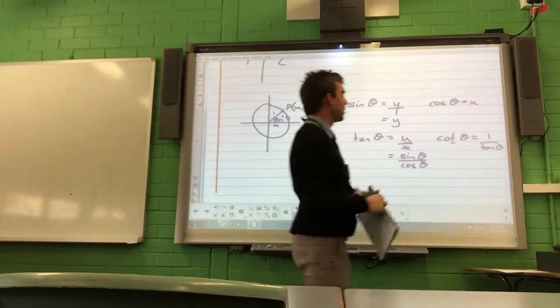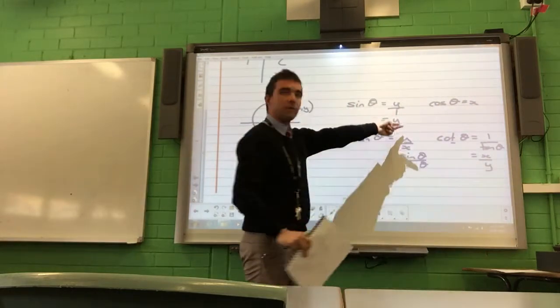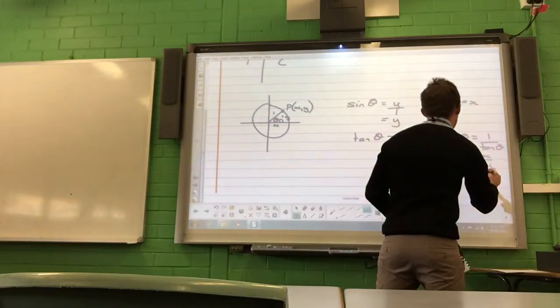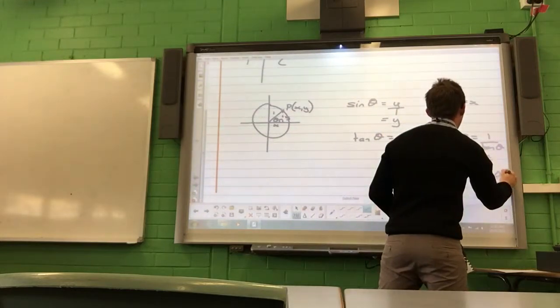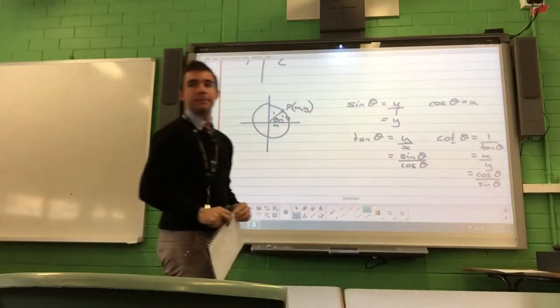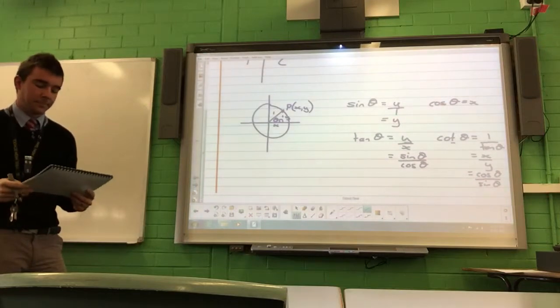Going back to the original fraction, which is x over y, we flip that fraction over, and therefore cot of theta is going to be cos of theta over sine of theta. And that is your second identity.